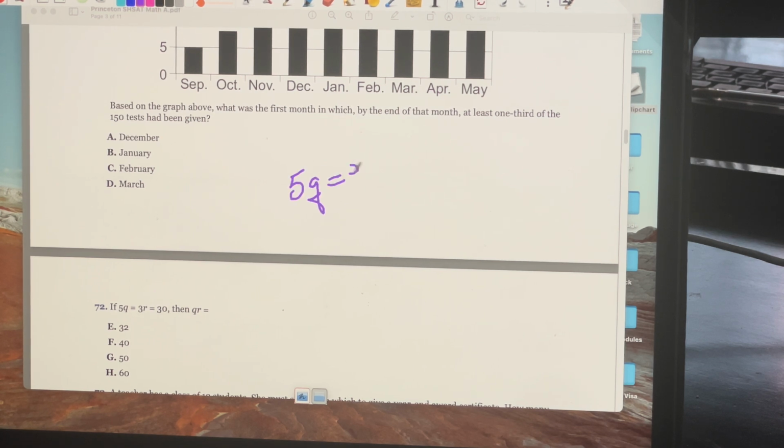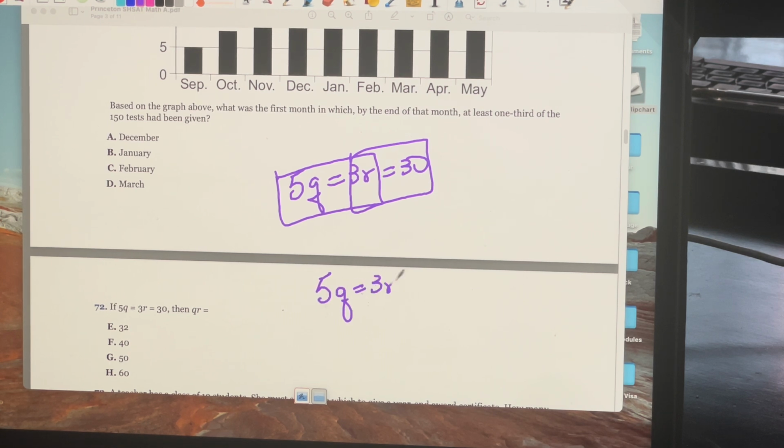5Q equals 3R, which equals 30. So this one you can separate these two. On one side you can find Q: 5Q equals 3R, and then you can write 3R equals 30. By doing this, I can actually find the value of R. So if you do the second one, 3R equals 30, and you divide both sides by 3, R equals 10. So now you know that R equals 10.